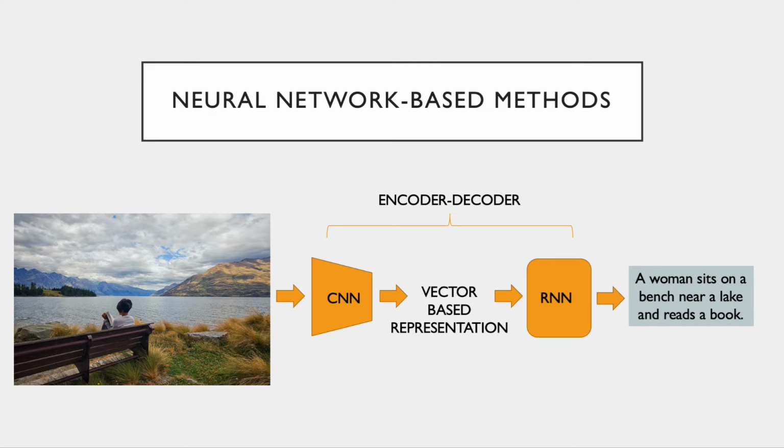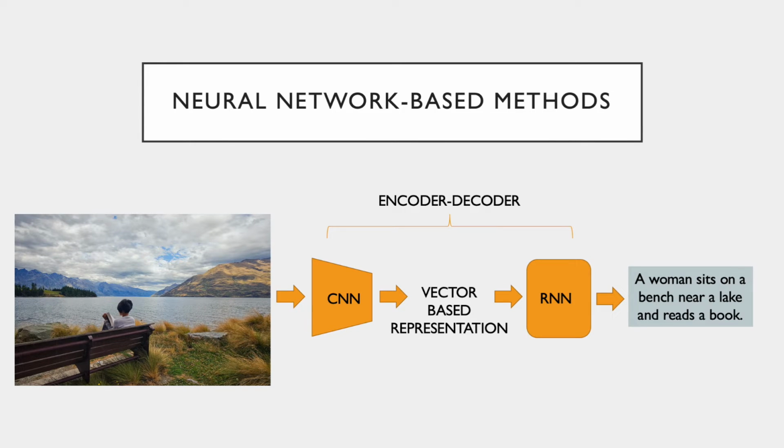First, the CNN encodes the image into its vector representation, and then the RNN acts as a language model to generate meaningful sentences describing the visual content in detail.